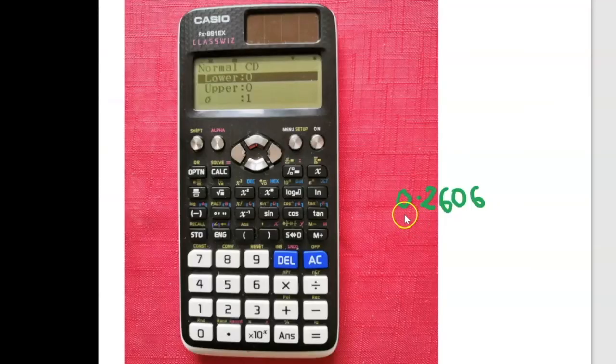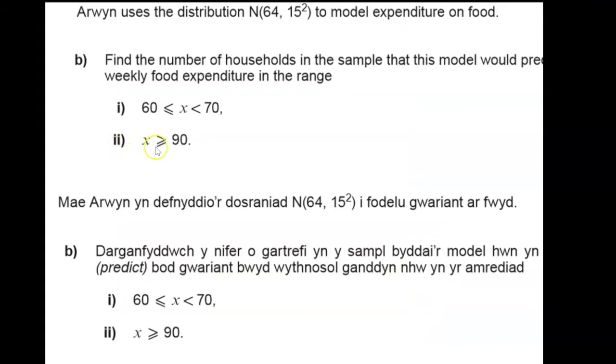And if we press equals, this gives us the probability of 0.2606. So the probability that household expenditure is between 60 and 70 is 0.2606. But we know that there were 80 households in the survey, so we times this by 80 and we get 20.848, and then we'll round that up to 21. We have 21.